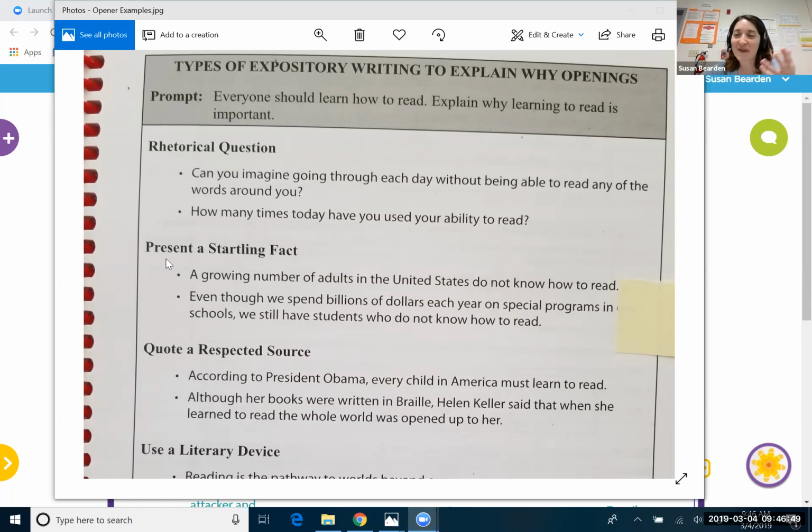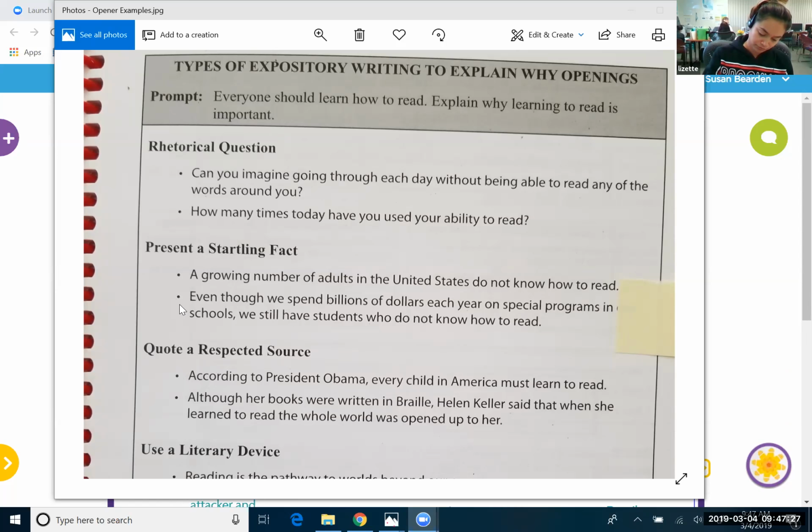All right, so we've got an example here of some startling facts. You may use your journal or your evidence log, or you might use your best friend Google, right? But we're going to take a look at some startling facts here. The first one is a growing number of adults in the United States do not know how to read. Now, I love this fact because it gets my attention, but it's not super mathy, right? Because it's not like X% of blah, blah, blah. This is a startling fact. It can be in my own words, so I don't have to quote something exactly if I don't want to. I like this.